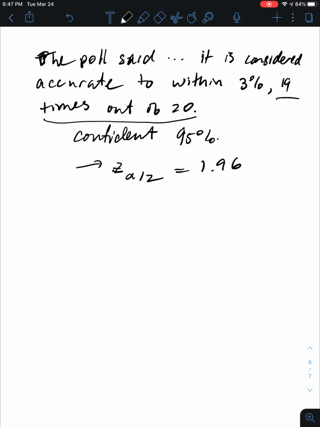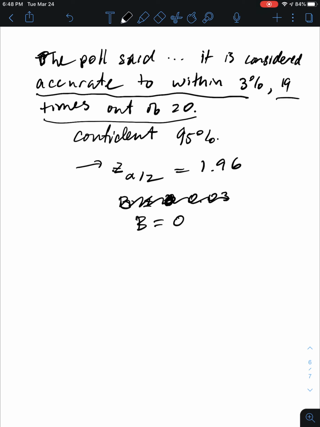The next thing we need in order to analyze this is our error bound. And there is our error bound right here, considered accurate to within 3%. So our error bound is, let me write 3% in a more proper mathematical way. Sorry, I shouldn't write it that way. I should write it this way. Our error bound is equal to 0.03. Right, and that means our margin of error is less than or equal to 0.03. So that's the second thing that we need.